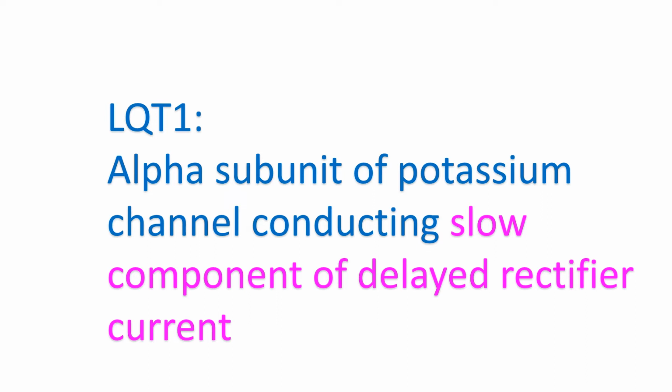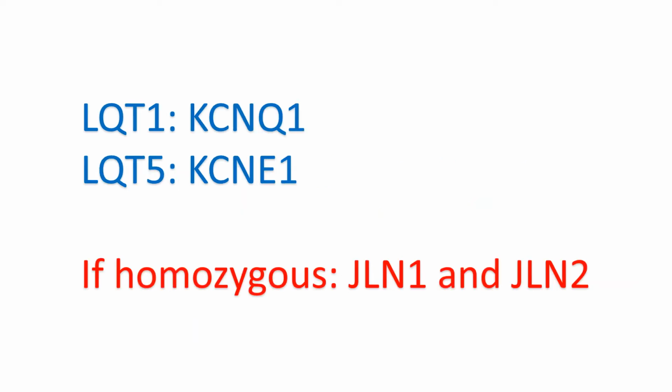LQT1 is due to defect in the gene encoding for the alpha subunit of the potassium channel conducting the slow component of the delayed rectifier current. Delayed rectifier current is the major repolarizing current during phase 3 of the cardiac action potential. Defect in the beta subunit leads to LQT5. Gene for LQT1 is KCNQ1, and in those who are homozygous for it, JLN1 is manifested. The gene for LQT5 is KCNE1 and JLN2 manifests when it is homozygous. JLN stands for Jervell and Lange-Nielsen syndrome.